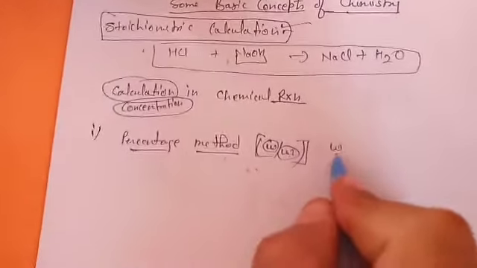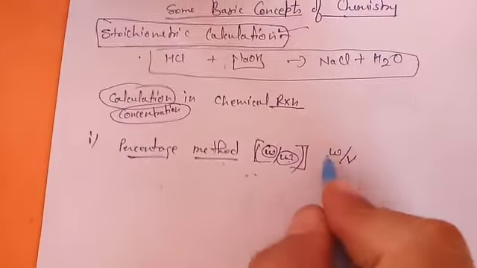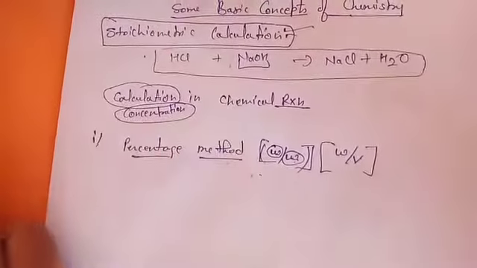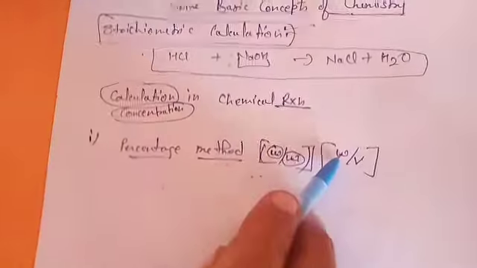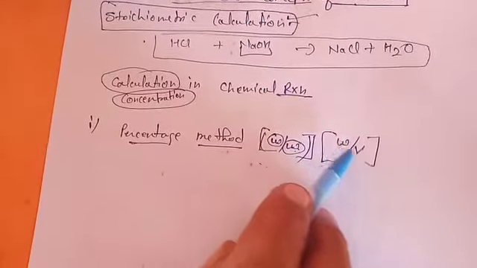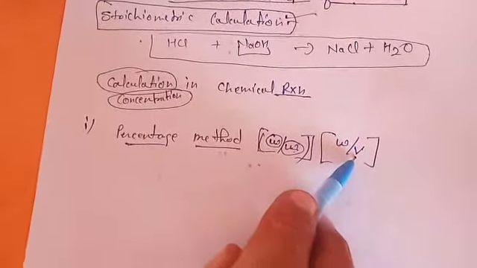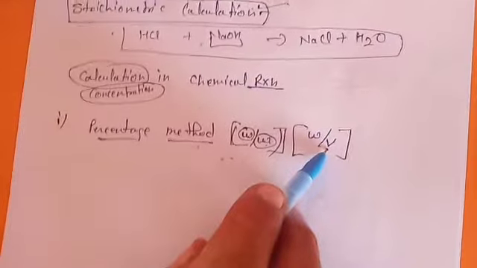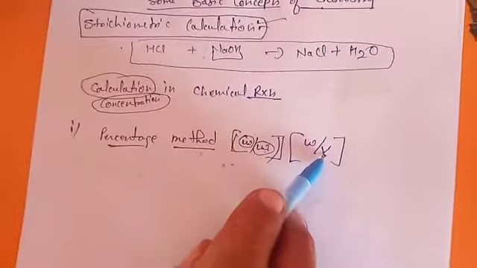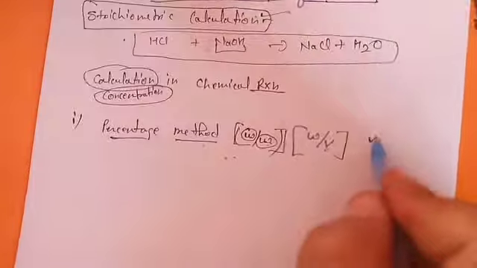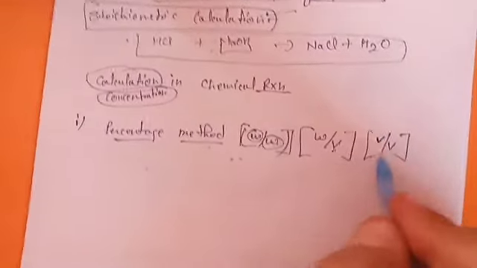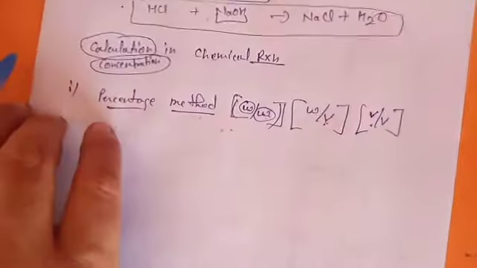If you are mixing some solid into some liquid, you usually use the W by V notation, meaning how much weight of that solid you have mixed with how much amount, in liters or mLs, of a particular liquid solvent. V by V is the term used when you are mixing two liquids.